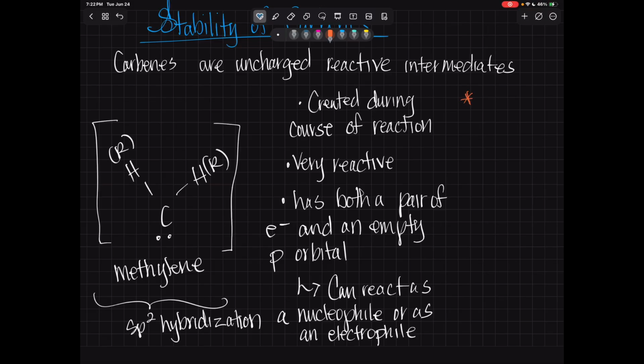Some other things to note is there's no order of stability for carbenes. And this is because there's no difference, all are very reactive.